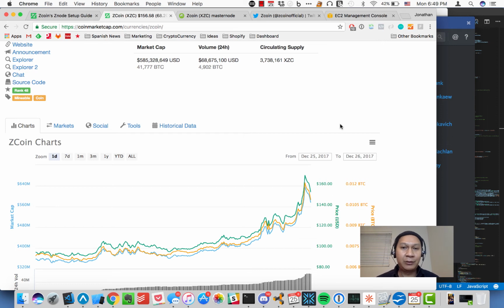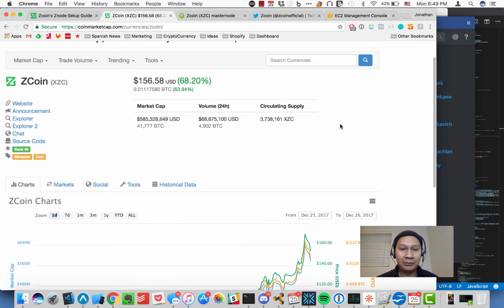Hey guys, so today I want to be talking about ZCoin Z nodes. So today the price of ZCoin has jumped as high as 80%. It's now had a bit of a correction. It's trading at $156. Still a pretty good run up, and I believe this is attributed to running a secure node. Now, the minimum requirement of running a ZCoin Z node is 1,000 coins.